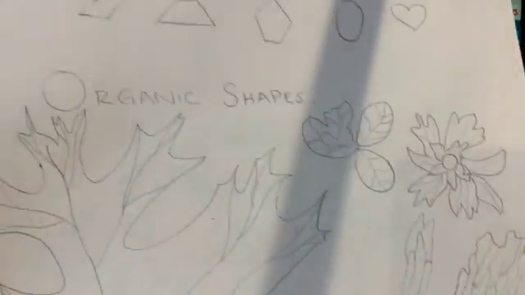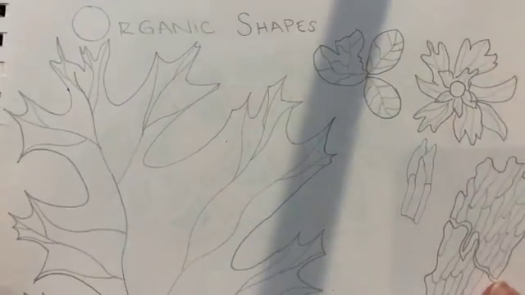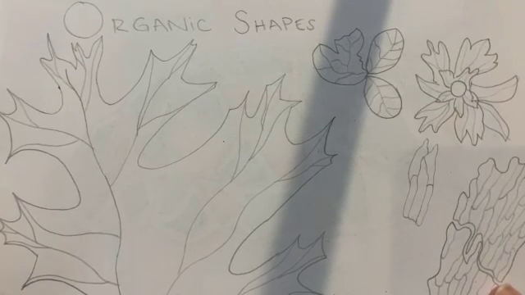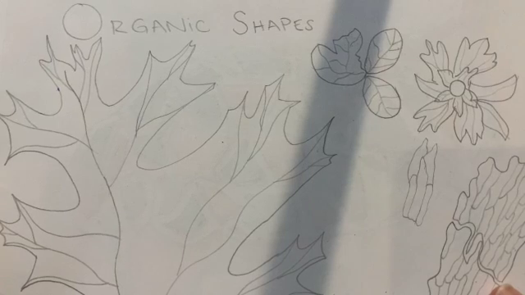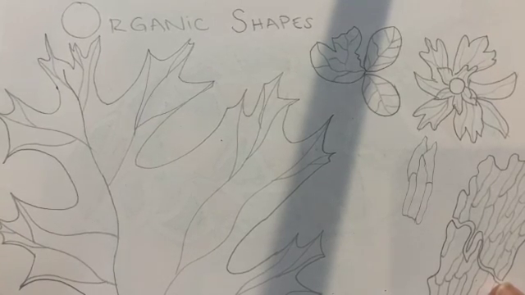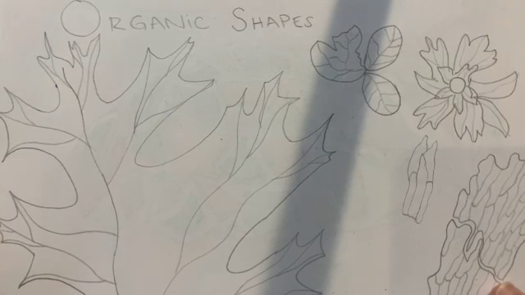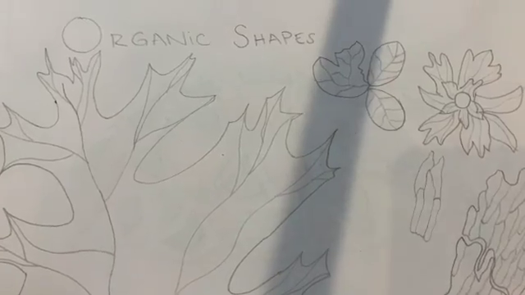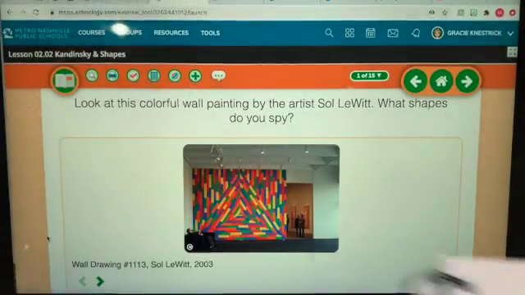Organic shapes are the other type of shape. Can you guys say organic? So organic shapes are made and found in nature. So these might be rocks and clouds, but they also might be leaves, bark, trees, flowers, grass, clovers, that kind of thing. So we've got geometric shapes and organic shapes.